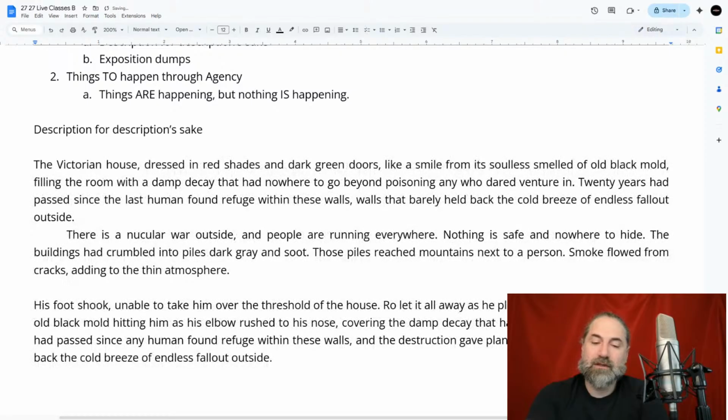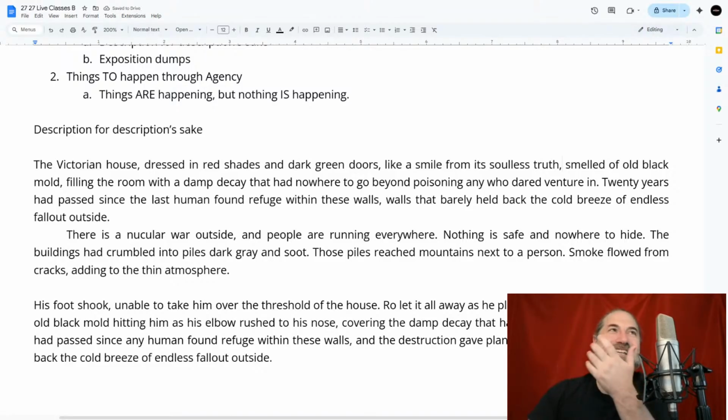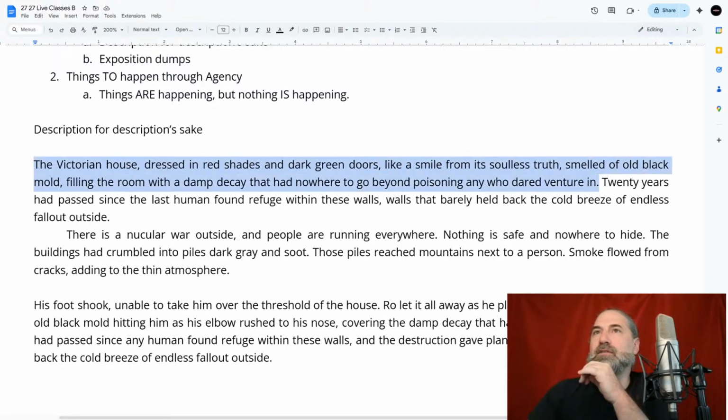Soulless truth. Smell devote, right? Like, it doesn't matter how pretty I try to get with it. It doesn't matter how I describe it. It doesn't matter how many adjectives I use. At the end of the day, nothing is happening here.